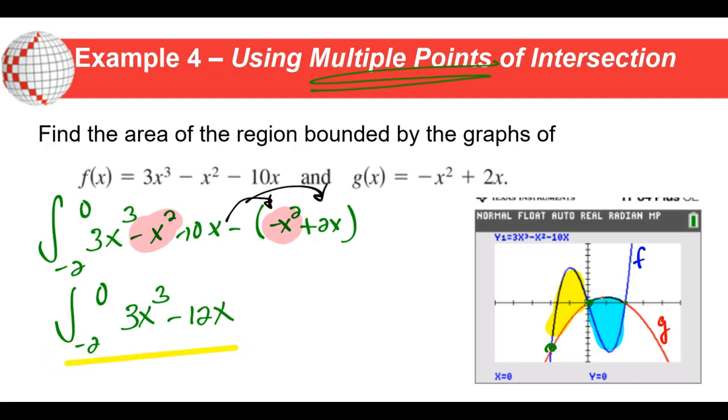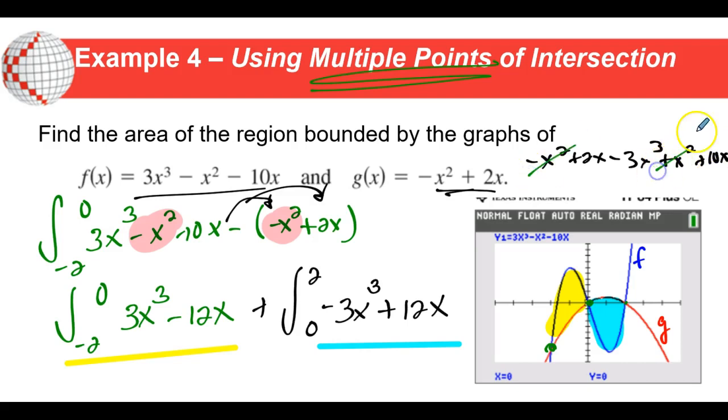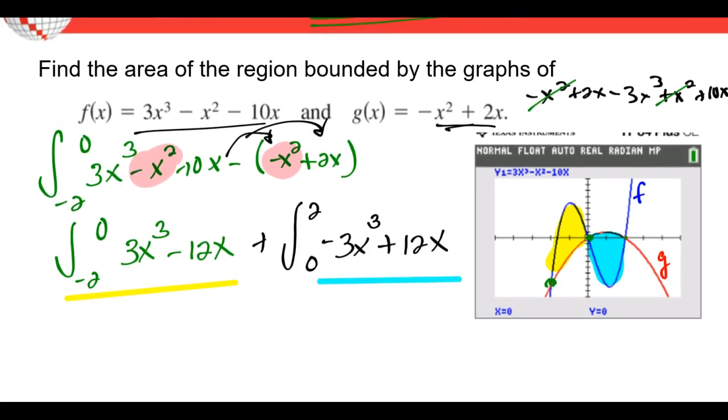And I'm going to have to add in the blue. And the blue is integrating from 0 to 2 by finding the point of intersection. And then I'll do again upper minus lower. And this time I'll get plus 12x because the upper was this guy. So it's -x squared plus 2x minus all of this, 3x cubed plus x squared plus 10x. So once again, the x squareds cancel, and I'm left with this term. Okay, so I think I've set it up correctly, and I'm ready to integrate.